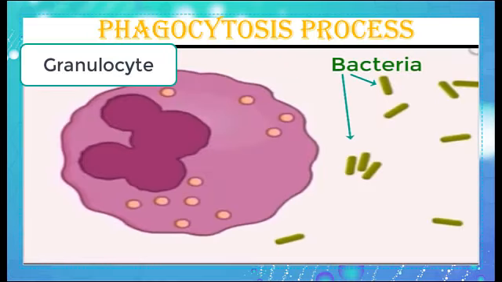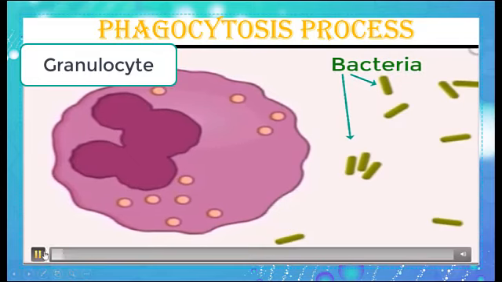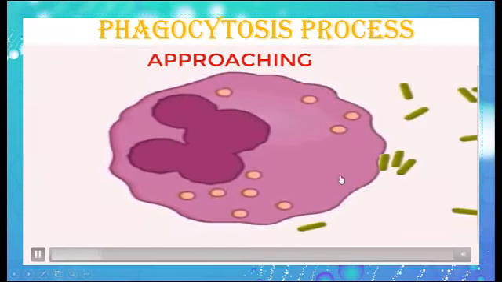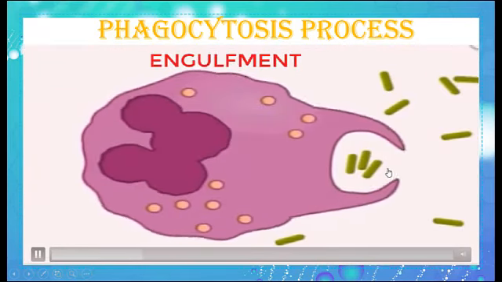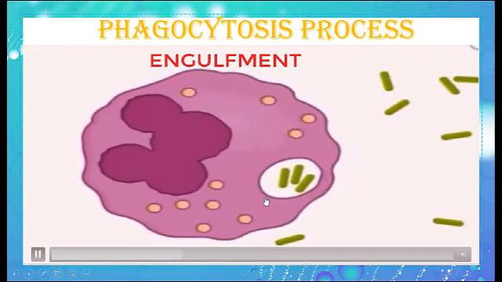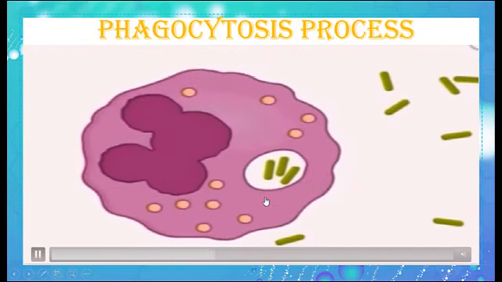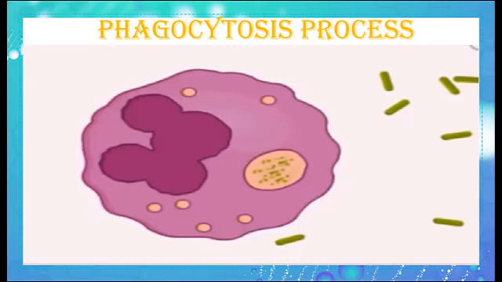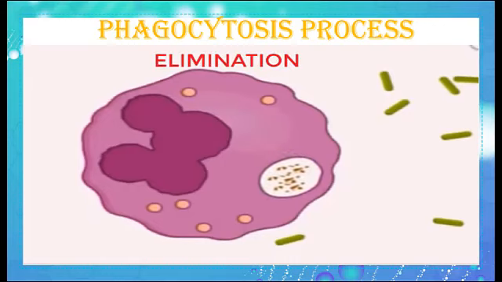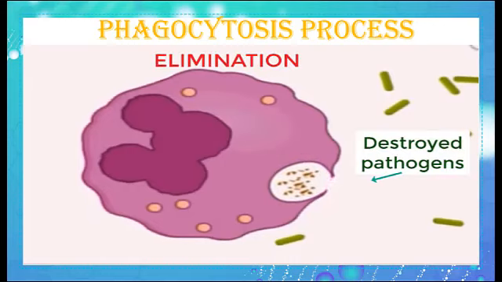So, let's summarize all these steps of phagocytosis in one complete process. First, the phagocyte, granulocyte, or macrophage approaches the pathogens and adheres or sticks to them. After that, it surrounds the pathogens and engulfs them to its inside, introducing them to be digested by chemicals. Finally, after digestion, the microbes will be eliminated to outside the phagocyte by elimination.